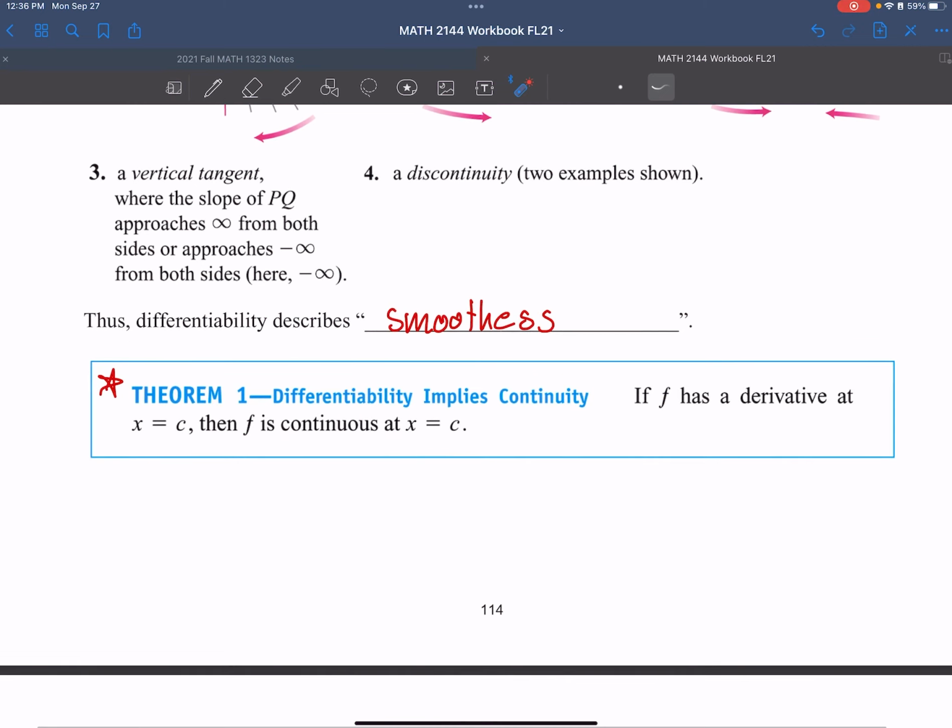But the question is the reverse. If you know a function is continuous, is it necessarily differentiable? Does it necessarily have a derivative there? No, the absolute value is a perfect example.